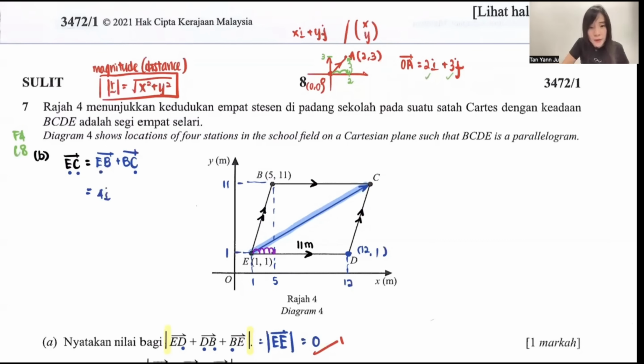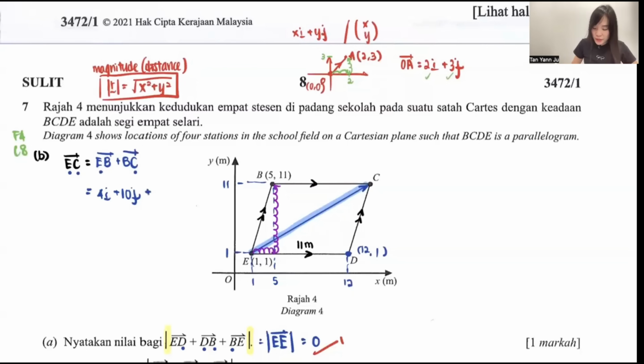How about the j? This is a height of 1, this is a height of 11. I need to walk 1, 2, 3, 4, 5, 6, 7, 8, 9, 10, so 10 steps up to reach 11. So it's 10j. So E to B is walk right 4 steps, walk up 10 steps. Then next, how about BC?